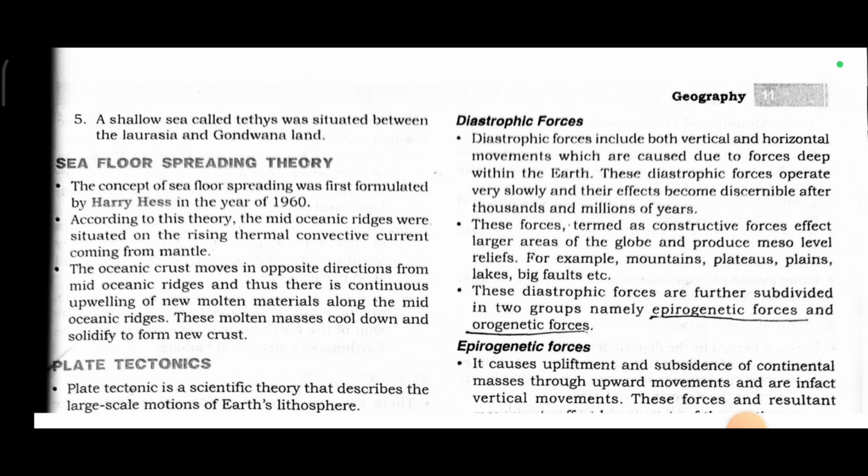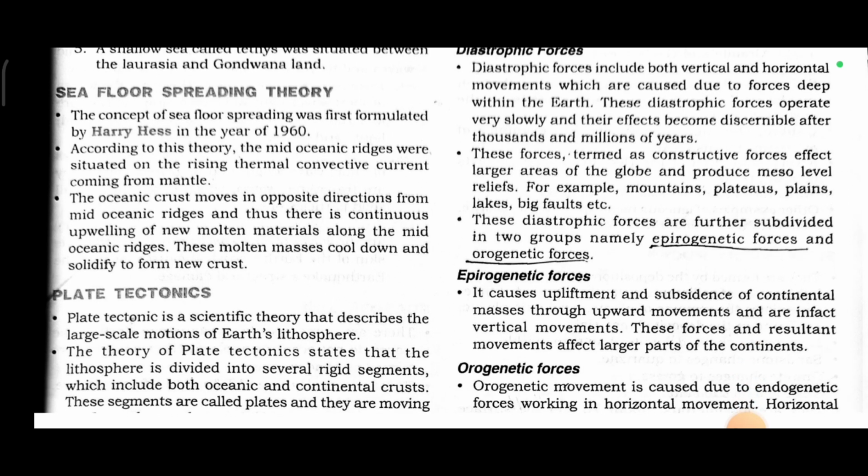Seafloor spreading theory. The concept of seafloor spreading was first formulated by Harry Hess in the year 1960. According to this theory, the mid-oceanic ridges were situated on the rising thermal convective current coming from the mantle. The oceanic crust moves in opposite directions from the mid-oceanic ridges, and thus there is a continuous upwelling of new molten materials along the mid-oceanic ridges. These molten masses cool down and solidify to form new crust.